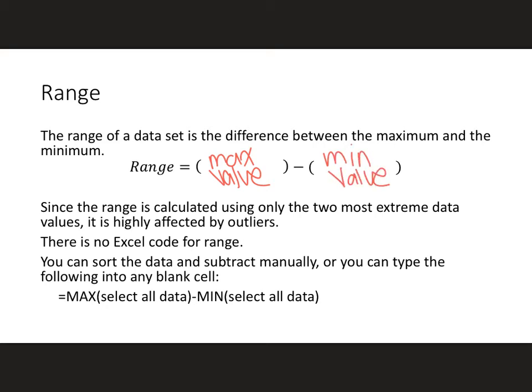Since range is calculated using only the two most extreme values, it is highly affected by outliers. There is no Excel code for the range, but you can sort the data and then subtract manually, or you can type in the code equals max and then select the data, minus min and select the data, and Excel will then know to pick your max value and then pick your min value.